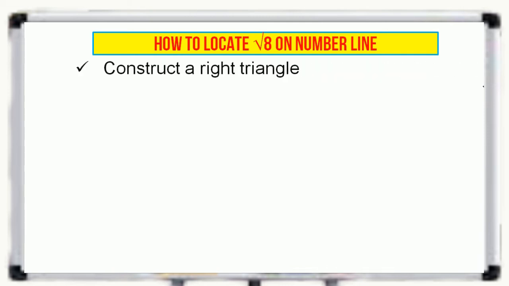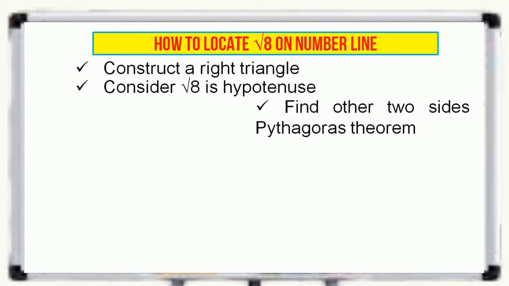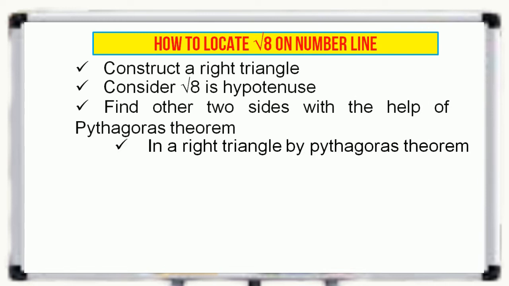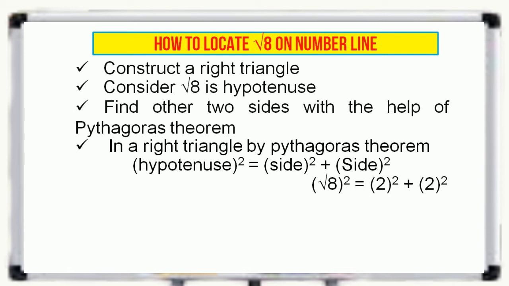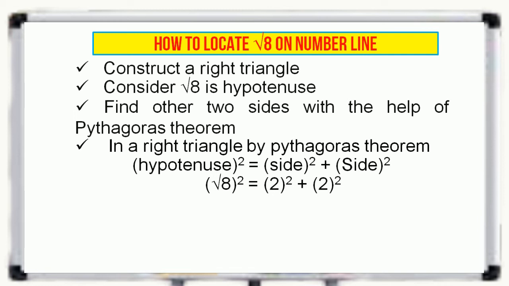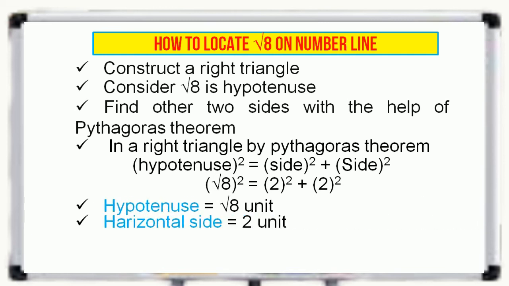So now another example: how to locate square root of 8 on the number line. Here also, first you have to construct a right triangle by considering root 8 as the hypotenuse. By Pythagoras theorem, in a right angled triangle, hypotenuse whole square is equal to side square plus side square. So here the hypotenuse is root 8. By taking the square of this hypotenuse root 8, we get 8 on LHS, and one side is 2 units and the other side is also 2 units. So we get 8 on RHS. So the equation is balanced.